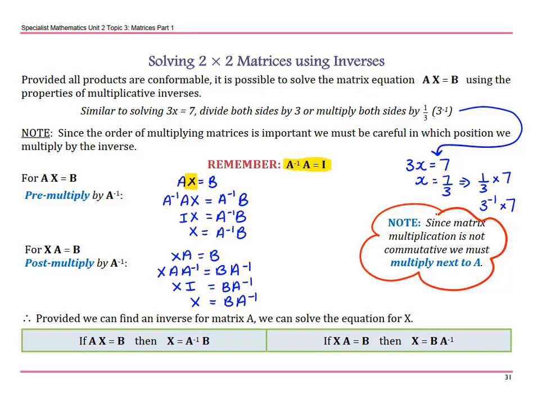So in summary, provided we can find the inverse for matrix A, we can solve the equation for x. So if AX equals B, then x is the inverse of A times by B. If XA equals B, then x is B times the inverse of A. Do you need to remember these? Not really, you just need to remember the process.